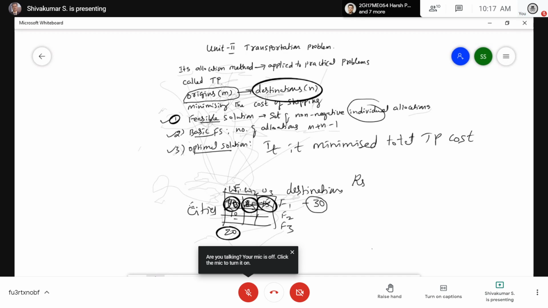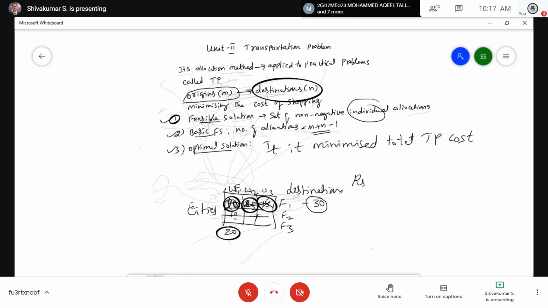Second, a basic feasible solution means the number of allocations should be equal to m plus n minus 1. M means the number of rows, and N means the number of columns.